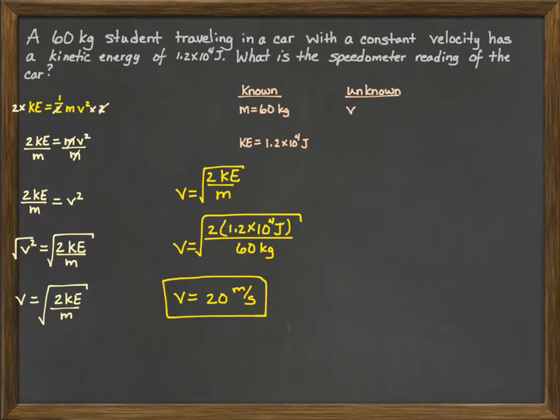I plug this into my equation and I get 20 meters per second for v. And this is also in significant figures because I have 2 significant figures in my previous numbers. So my answer is the speedometer reading on the car is 20 meters per second.